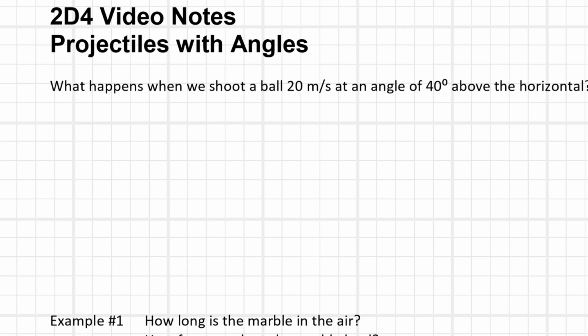Now we're going to be shooting projectiles not horizontally off of a table or something, but at an angle. The question is, what happens when we shoot a ball 20 meters per second at an angle of 40 degrees above the horizontal? So just to give a picture of what that might look like.